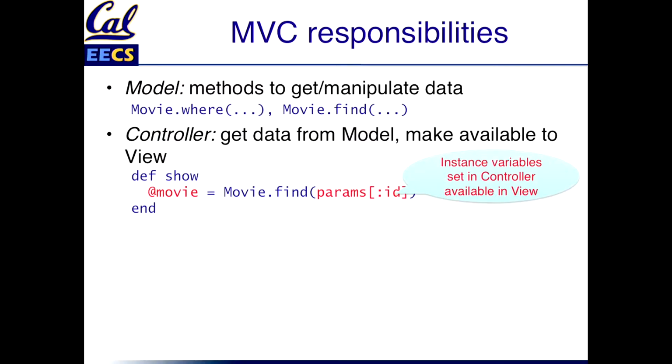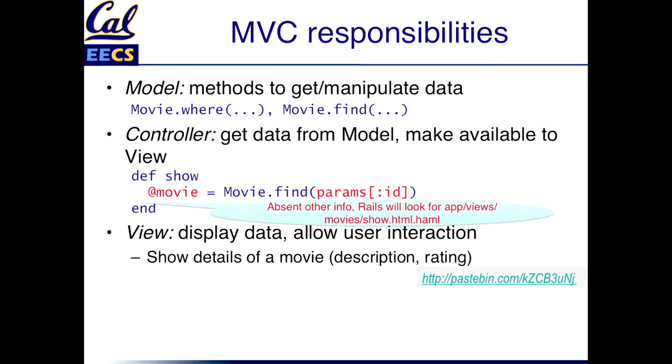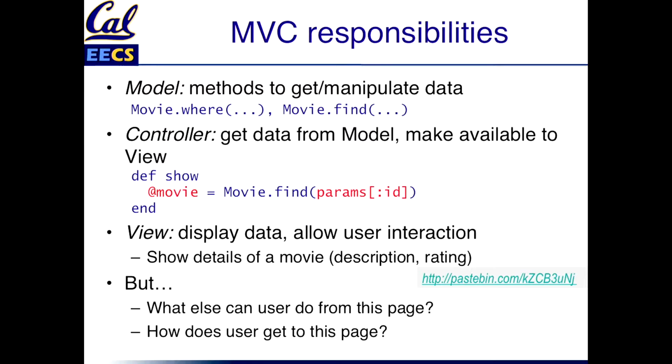But remember, the overall template here is when we set an instance variable like @movie in a controller method, it's going to magically become available in the view. The view is going to display the data, maybe allow the user to do something with it. In this case, it's going to be showing some description of the movie text and a rating and some other stuff. And we'll show the view in a moment. And then we'll see what other things we might want to put on that page. And how does the user get to that page to begin with?